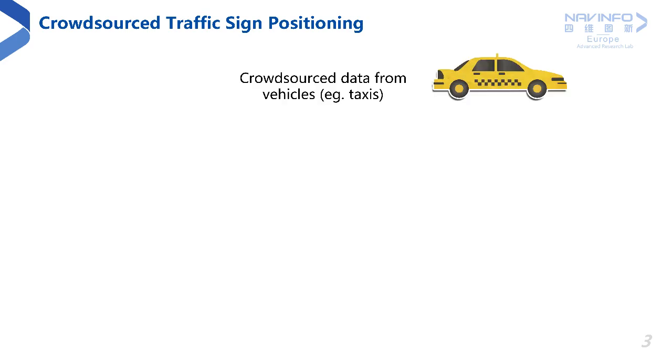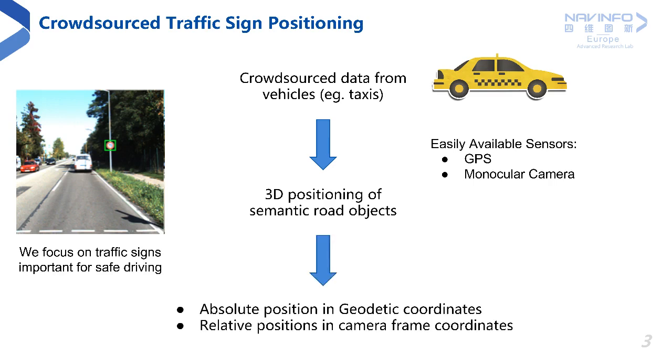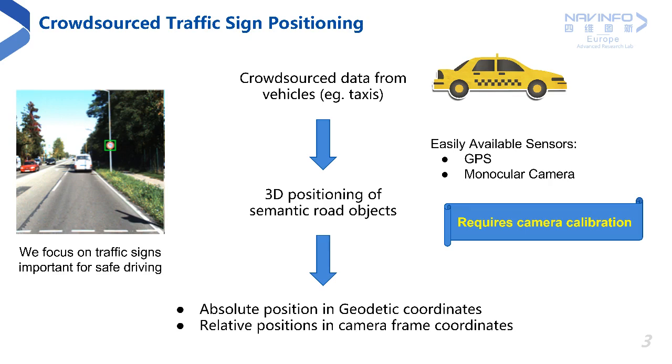Crowdsourced mapping can provide an alternative solution to this challenge. By collecting crowdsourced data from vehicles such as taxis that drive around the city multiple times over the week, we can map the 3D positions of semantic road objects. In this work, we focus on the 3D positioning of traffic signs given their importance in safe driving. Such a setup can easily use the global positioning system and a monocular camera for updating the map. Our goal is to estimate the absolute and relative positions of traffic signs in the geodetic and camera frame coordinates respectively. However, this requires calibrating the camera.